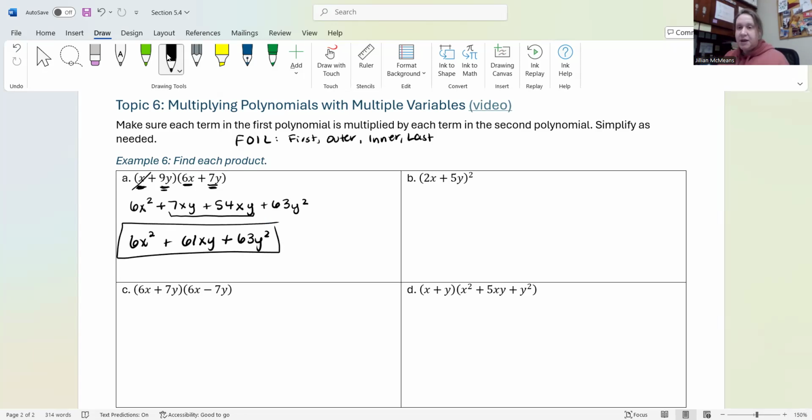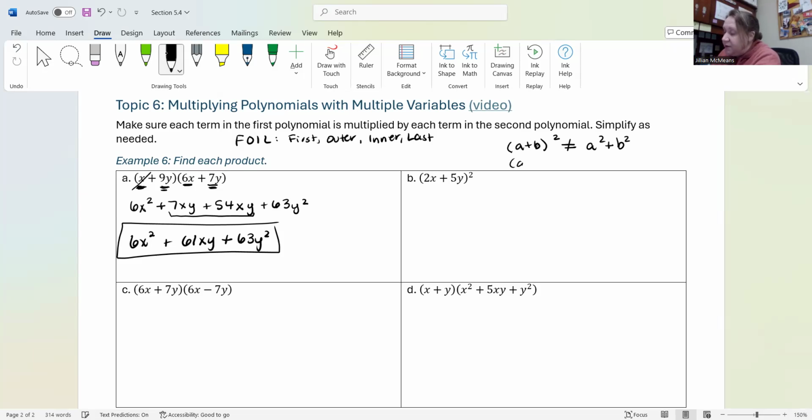Okay, so just make sure you multiply each term in the first polynomial by each term in the second polynomial, combine like terms as needed. Okay, now part B is a tricky one. This is something that students get wrong all the time. Okay, so if I were to have something like a plus b quantity squared, this is not the first term squared plus the second term squared. You've got to erase that from your head. That's not what's happening here.